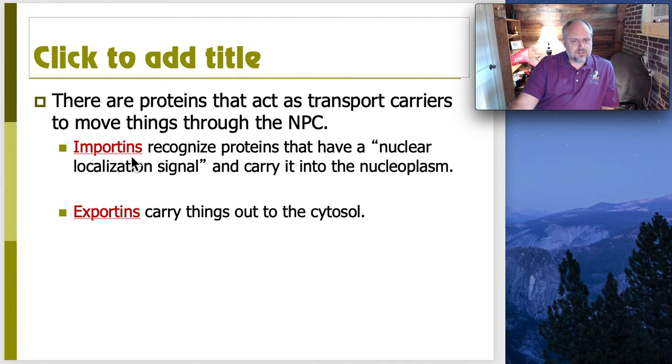The importins, as you might guess, are going to recognize things that have a nuclear localization signal, meaning that I'm supposed to go in the nucleus, so carry me over there and put me inside. And then exportins, of course, are the reverse. They pick up things inside the nucleus, carry them outside through the nuclear pore complex into the cytosol, where they will then do their jobs.